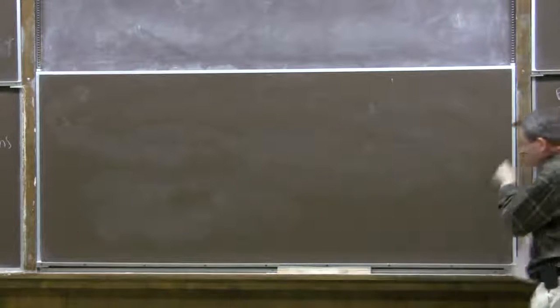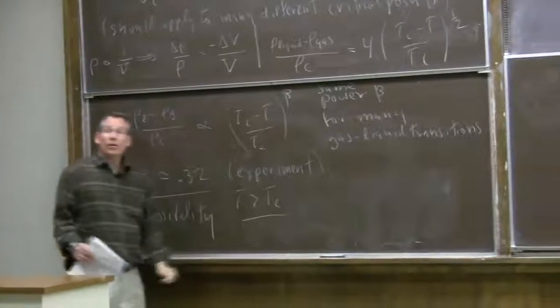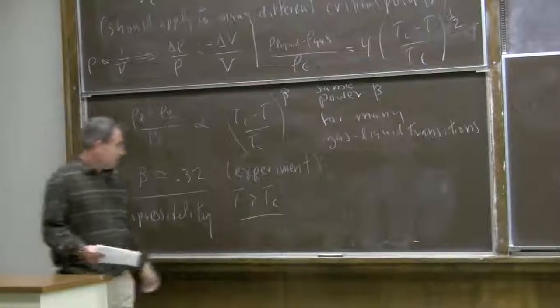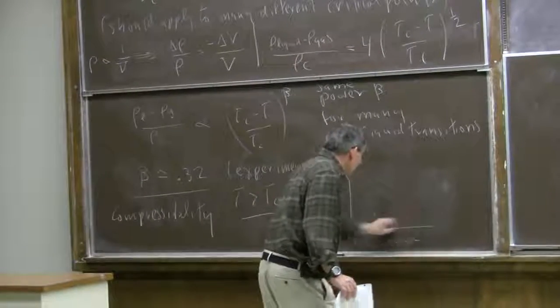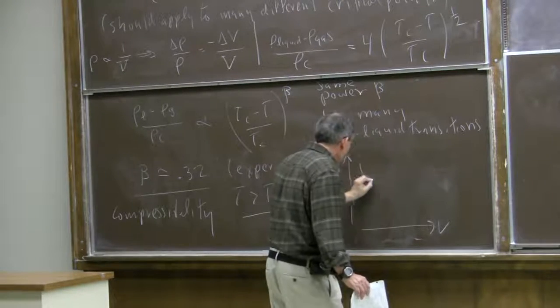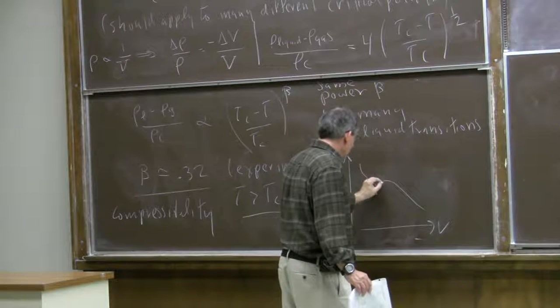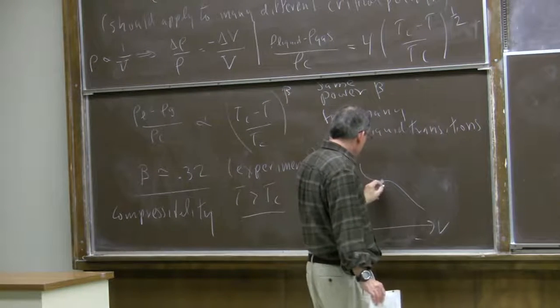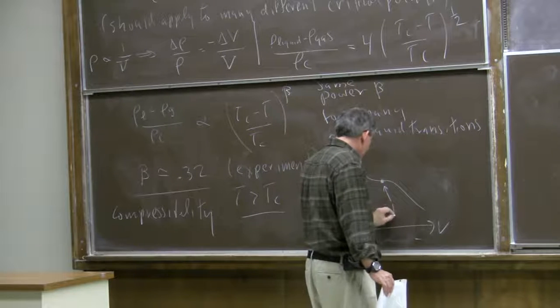Let's ask about the compressibility close to the critical point. So, suppose we consider, to begin with, approaching the critical point from above this time. So, we're approaching the critical isotherm. The critical isotherm is the one with the point where dp dv is equal to 0. That's the critical point.